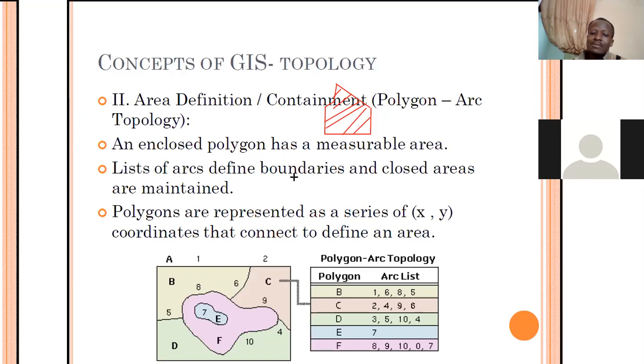Also, it says a list of arcs define boundaries. So these are arcs: arc number 1, 2, 3, 4, 5, 6. So there are 6 arcs that make up this polygon. And closed areas are maintained. That one is reiterating the fact that the arcs should enclose. Polygons are represented as a series of coordinates that connect to define an area. We need to understand that. If you want to define a polygon, all you need is a set of points.